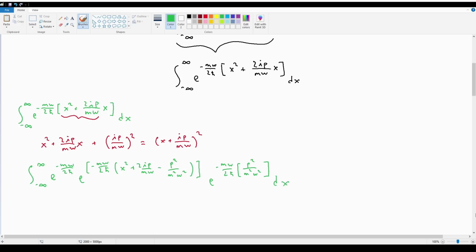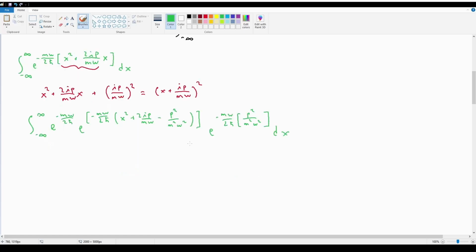So this latter term on this side has no x dependency, so I can just move it out of our integral. And over here, I can simplify this by factoring it. So now this is going to give me e to the negative m omega over 2 h bar times p squared over m squared omega squared, times the integral from negative infinity to positive infinity of e to the negative m omega over 2 h bar. And I just realized that I added the e. That was my mistake.